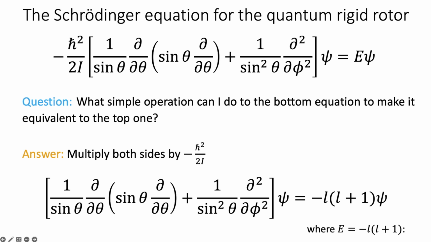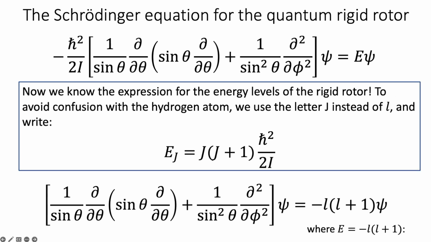That's all we have to do to get an expression for the energy for a quantum rigid rotor. So we've got it. Here it is, where we have a letter J that we use instead of L, just to save confusion and to remind everyone that we're talking about a quantum rigid rotor. But that's still an integer: J can be 0, 1, 2, 3, 4, whatever integer you want is allowed there. And then we have h bar squared over 2I, where I is the moment of inertia.